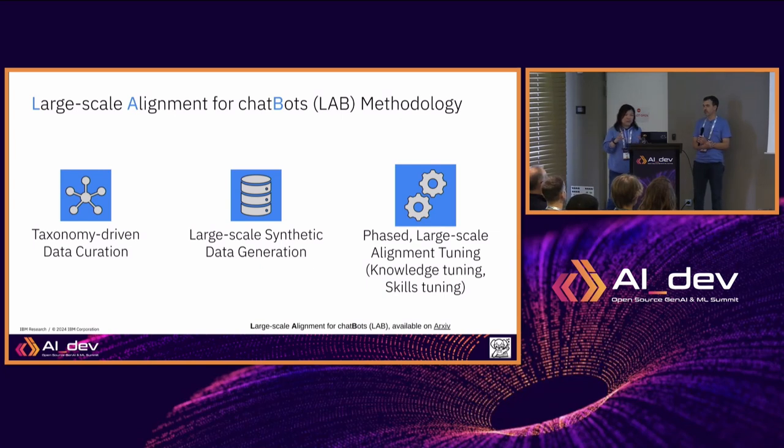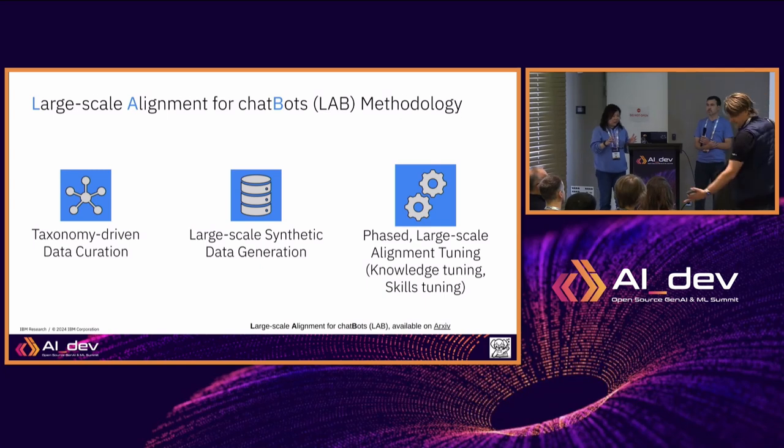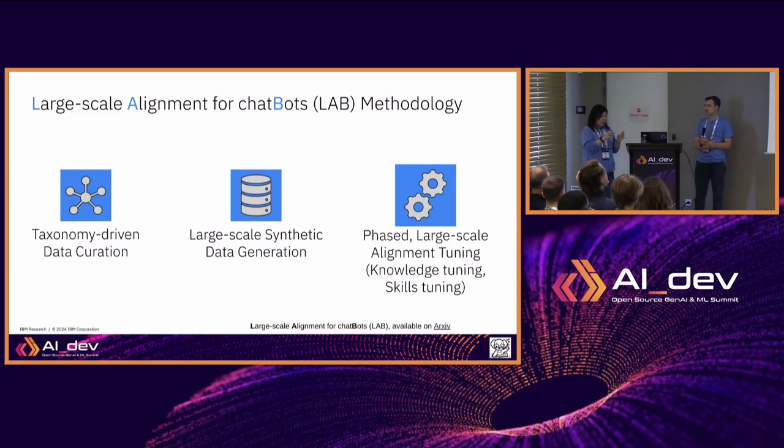The first is taxonomy-driven data curation. What this means is that it groups skills and knowledge in a comprehensive way, representing them in a taxonomy tree. This makes it very accessible for people to contribute, so you know exactly what you're contributing to. It also provides a systematic way to identify gaps in the data. So you're not just dumping a bunch of data; you know what kind of data you're trying to add to the model to be trained. It's a very systematic way of doing that.